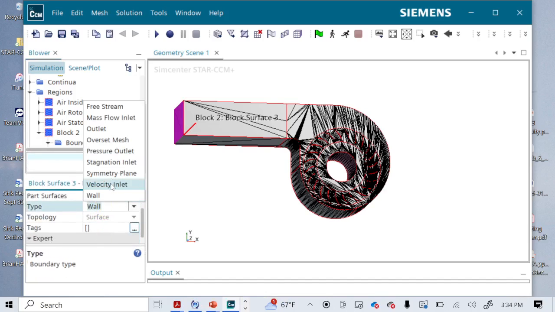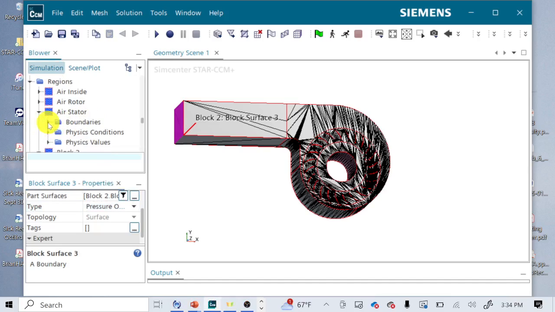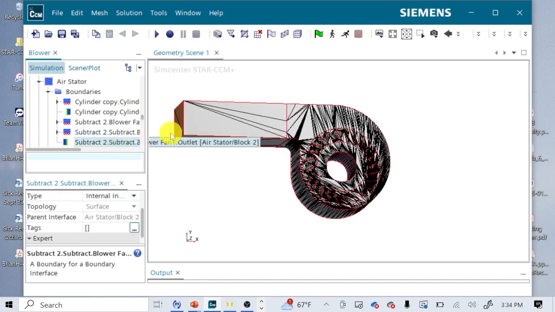So I'm just going to make this a pressure outlet. And we need to get rid of our old outlet because that is no longer an outlet. Theoretically, it shouldn't exist at all anymore once this interface happens. But just to make sure we don't accidentally have a pressure outlet kicking around, we're going to turn what was our old outlet into a wall. There is an interface there, though.